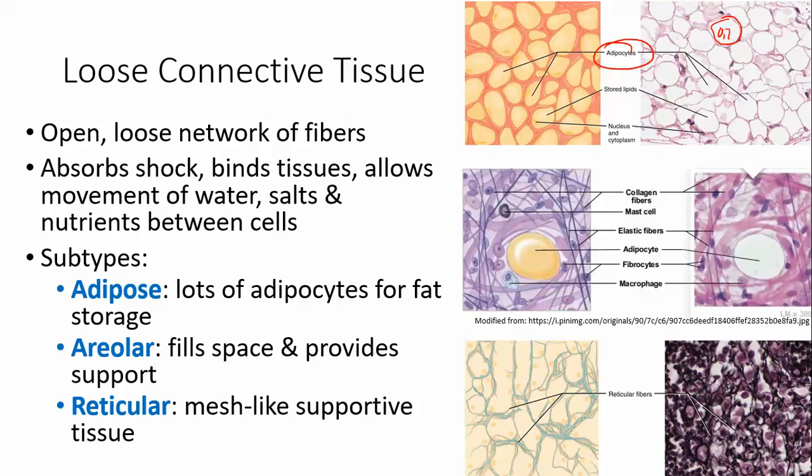It's a space filler that can also provide some support. So notice you have some elastic fibers, you have some collagen fibers, and then you have numerous cell types, including some immune cells like the mast cell and the macrophage. You can have some scattered adipocytes and fibrocytes as well. And reticular tissue, notice that it's got a ton of reticular fibers, which is where it gets its name from. It's a lot of mesh-like reticular fibers kind of scattered around and connected to each other. So this is great tissue for supporting parts of the body or organs.